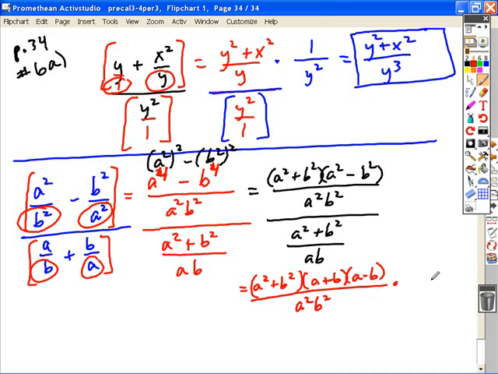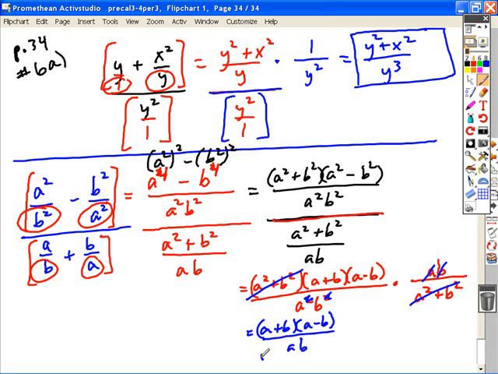And in the same process here, let's go ahead and convert this from division into multiplication by taking the reciprocal. So we move this factor ab into the numerator of a fraction, and the a squared plus b squared into the denominator. And now you can look to cancel your common factors. A squared plus b squared cancels. This b cancels with one of these b's. This a cancels with one of these a's. And so when you write your answer, your final answer is a plus b times a minus b all over ab.